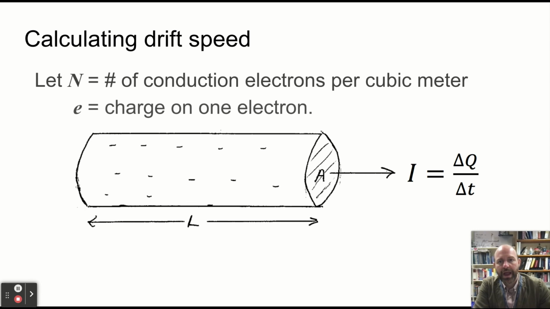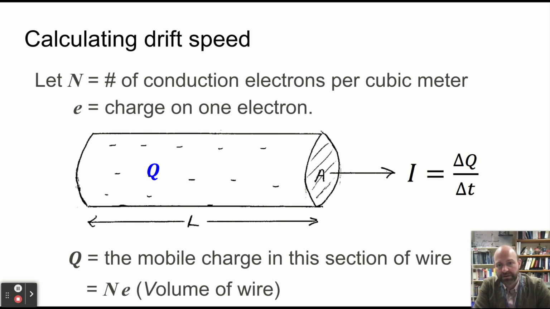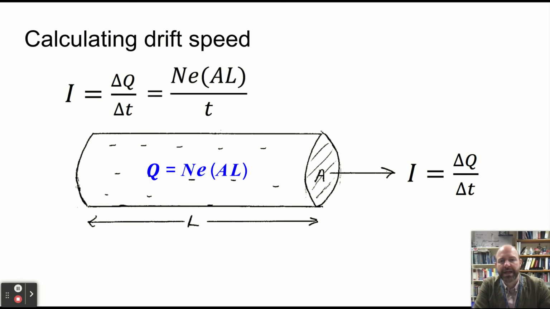And then e is the charge of an electron. And Q is the mobile charge in this section of wire. How much of the charge is actually moving? So that Q is the volume of the wire times the number of conduction electrons per cubic meter, right? And then multiplied by the charge of each of those electrons. That's how we would figure out how much charge Q there is. And then the amount of time it takes to get across would be the last piece of this. So we've got area times length. So that gives us our charge.